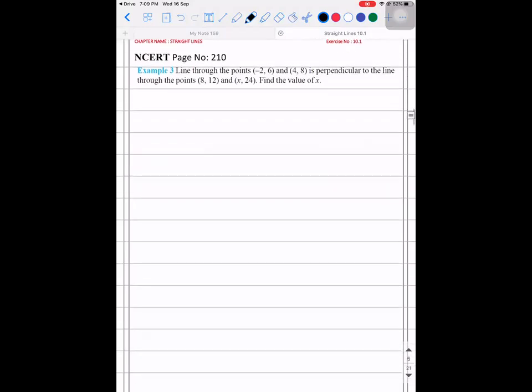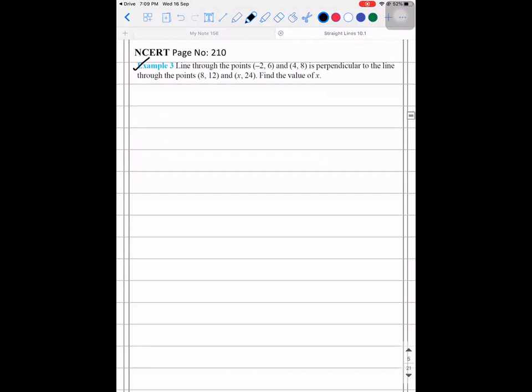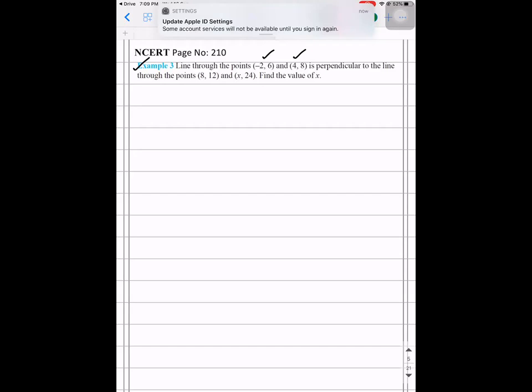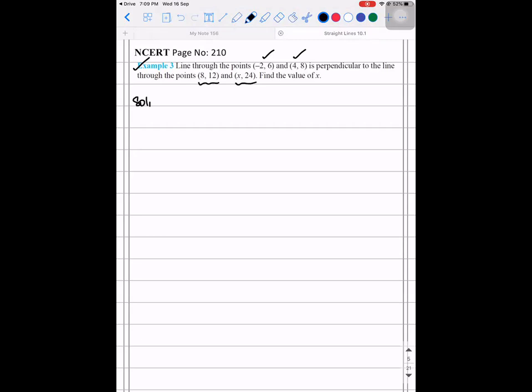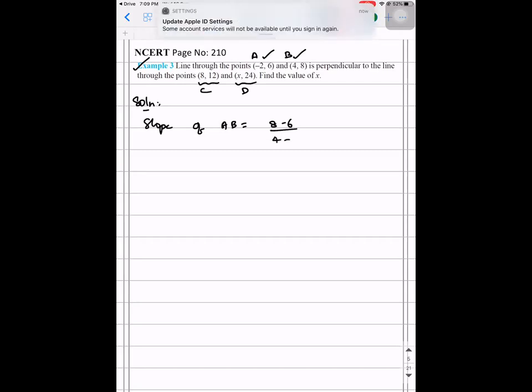We'll do one last problem. The line through the points minus 2, 6 and 4, 8 is perpendicular to the line through the points 8, 12 and x, 24. Find the value of x. It's very easy. Wherever they have told that the line is passing through two given points, indirectly they have given you the slope. So for the solution, let me take the points as A and B, and C and D. Slope of AB is 8 minus 6 divided by 4 plus 2, so 2 divided by 6, which is 1 by 3.